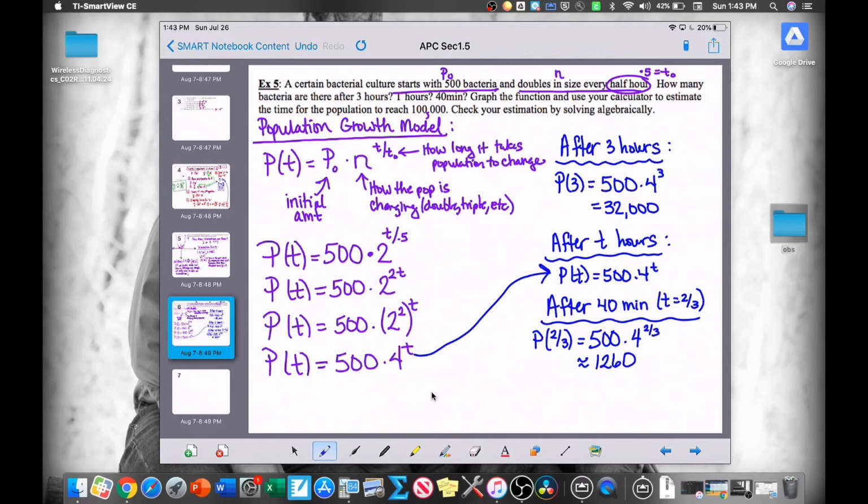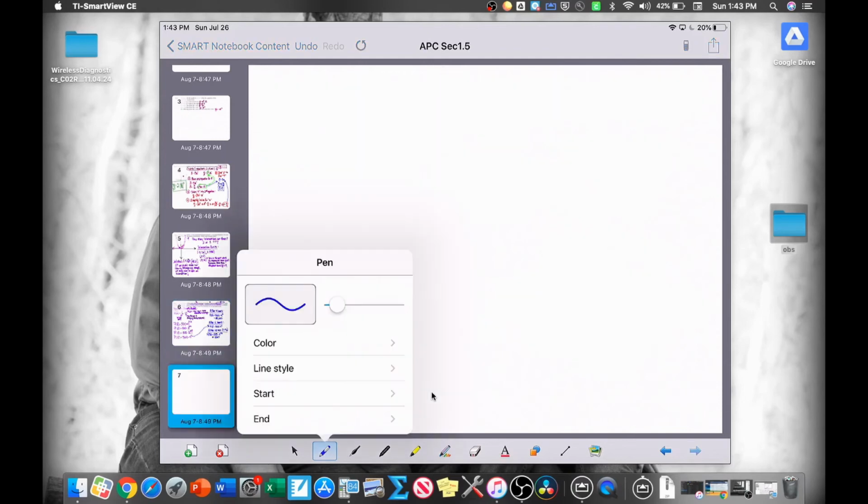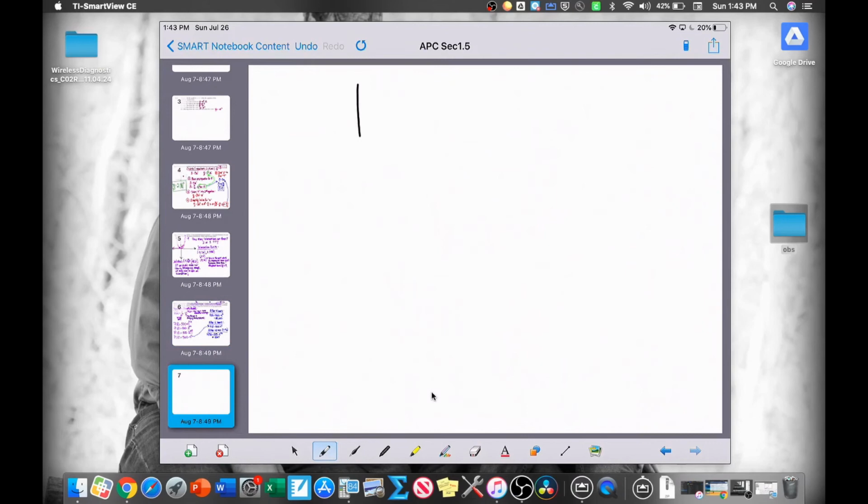And then we come to the last part of the question, which asks us to estimate, using our calculator, the time for the population to reach 100,000, and then check our estimation by solving algebraically. Okay, so I am going to sketch a little graph here so we can talk about what it is we're looking for. I know that I have exponential growth.